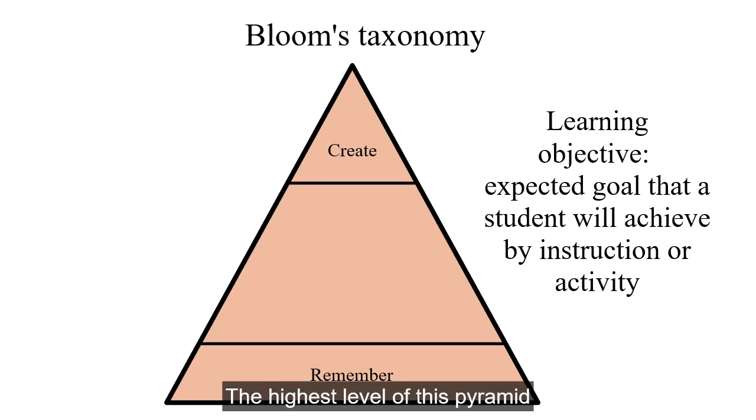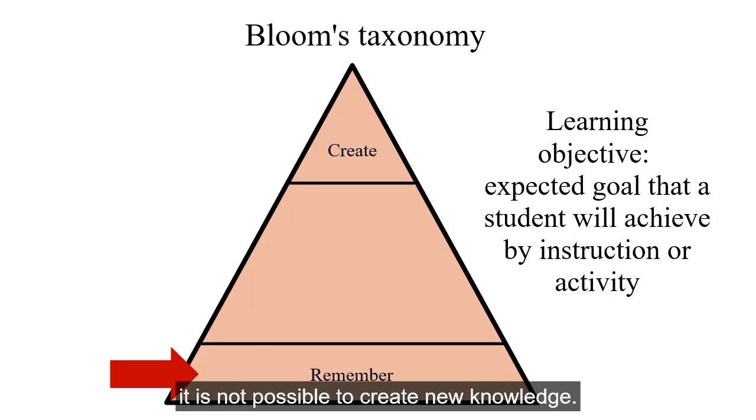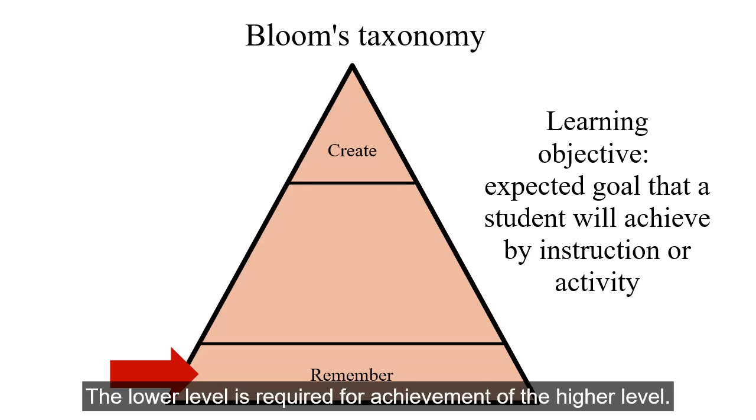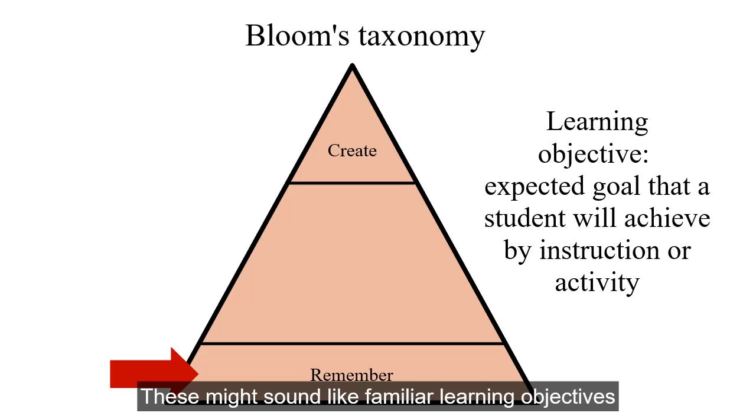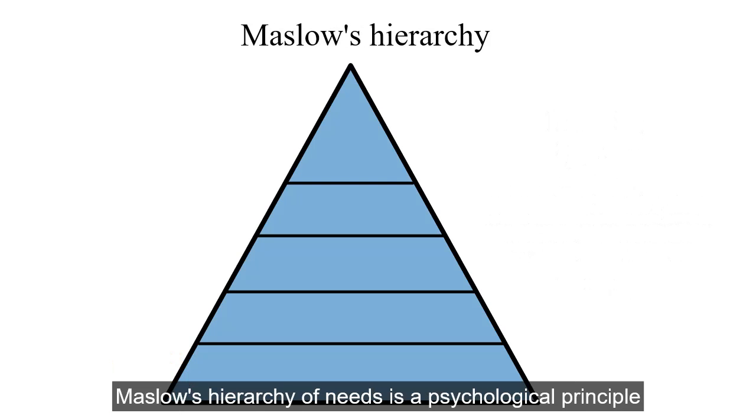The highest level of this pyramid requires creation of new knowledge. The key here is that without remembering facts, it is not possible to create new knowledge. The lower level is required for achievement of the higher level. These might sound like familiar learning objectives that you use in the classroom to promote student learning and success.